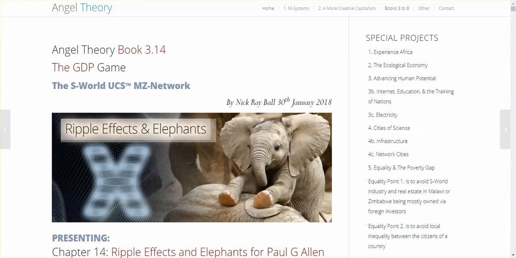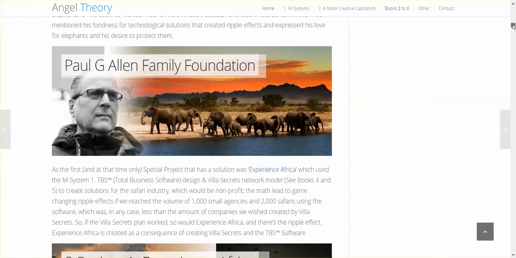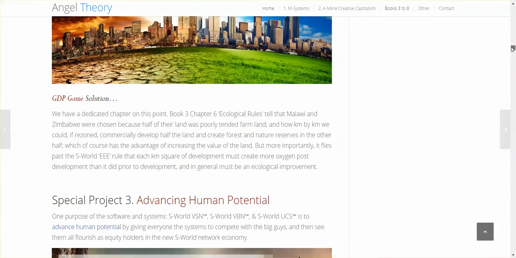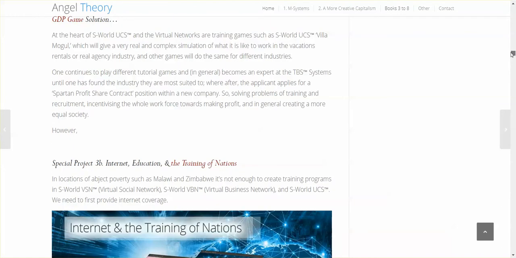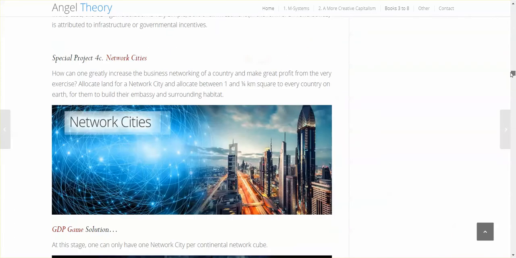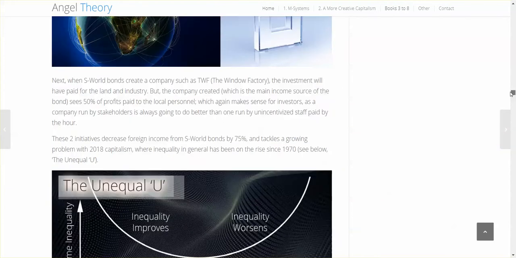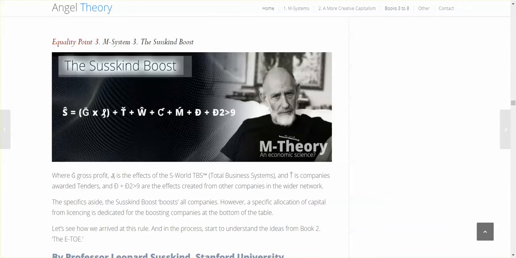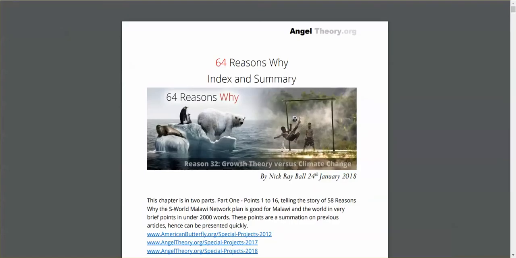Okay, a little bit later, 30th of Jan 2018 to be precise, a new list was made up, and this time it was found out that all of this can be done as a ripple effect of creating a city or cities in locations of extreme poverty, such as Malawi. And here we start to explain some of that. This has now been superseded by a new book, 64 Reasons Why, and in fact it is the second book in the A More Creative Capitalism series. The first book being the book that we're describing now, the SES, Financial Engineering.